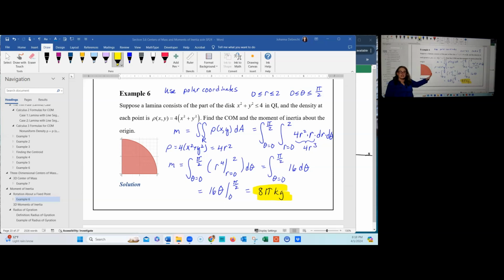Now, in order to find the center of mass, I need to find the moment in the x direction and the moment in the y direction. So to find the moment in the x direction, I multiply the density function by y. And to find the moment in the y direction, I multiply the density function by x.